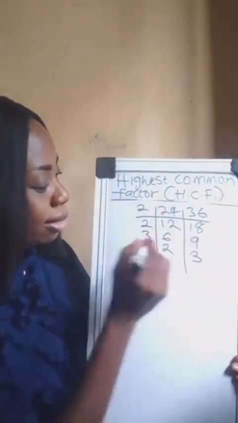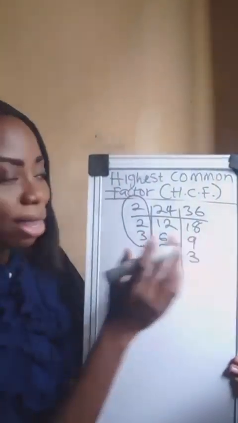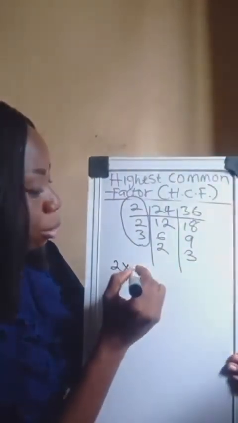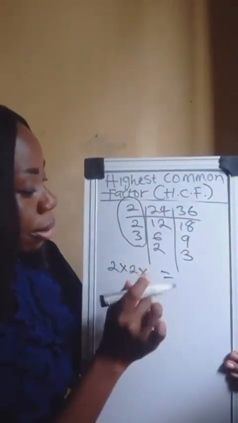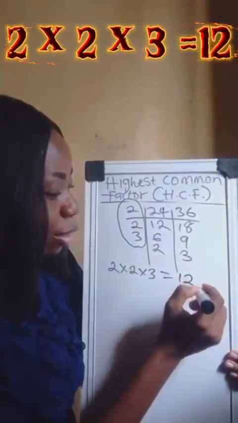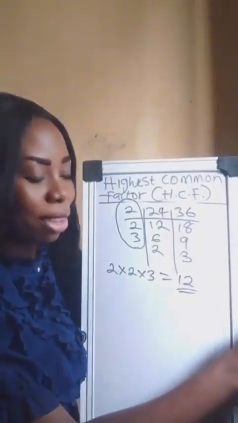All we need are these numbers we used to divide. That's all we need. Our answer will come from here. We'll just multiply all these numbers. 2 times 2 times 3. And that gives us 2 times 2 is 4. 4 times 3 is 12. So 12 is our highest common factor.